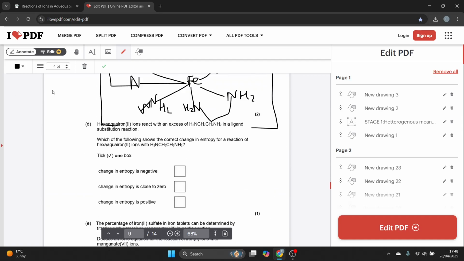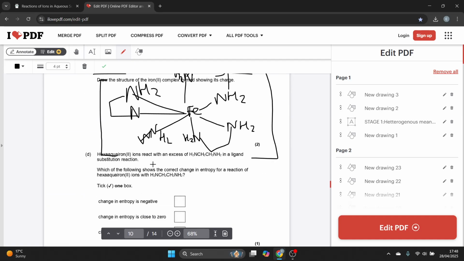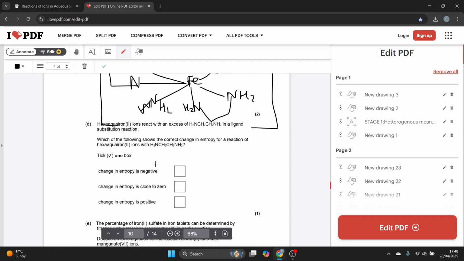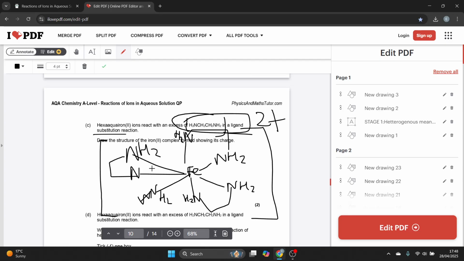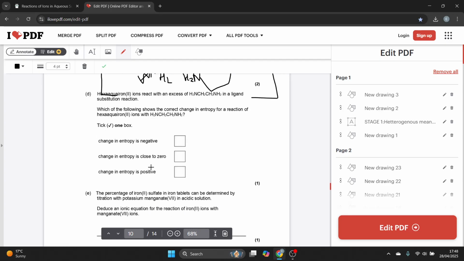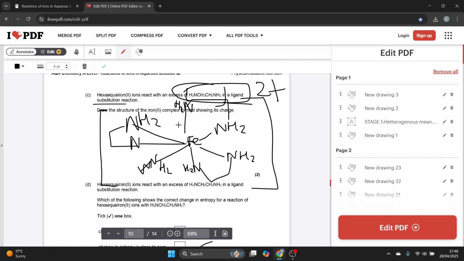So what I would do is first write down the equation and then write down the formation and then write down the formula of what you're doing. Okay, hexaaqua iron(II) ions react with excess of this ligand substitution reaction. Which of the following suggests the correct change in entropy for this reaction? Change in entropy is negative, change in entropy close to 0, change in entropy is positive. Change in entropy is positive. It's always going to be that for this. For obviously this case it is.